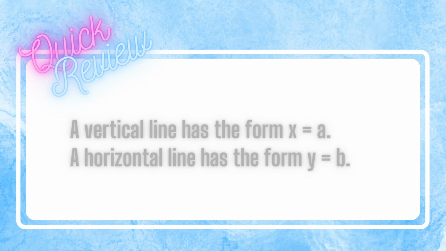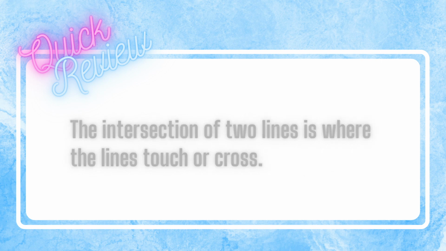Today you learned about vertical and horizontal lines. A vertical line has the form x equals a, and a horizontal line has the form y equals b. And the intersection of two lines is where the lines touch or cross each other.